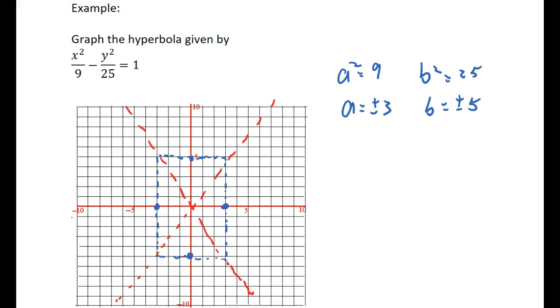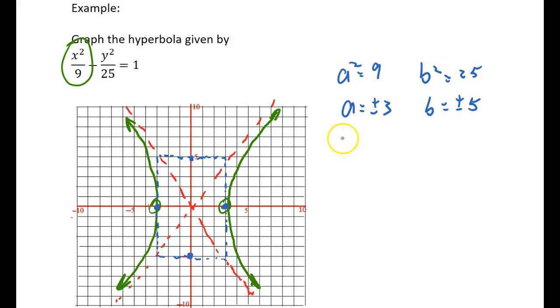And then I will do my hyperbola in green. I just make it fit in between those asymptotes. Okay, I knew it was going to be going horizontally because x squared is coming first. So here's one vertex right here. Here's another vertex right here.